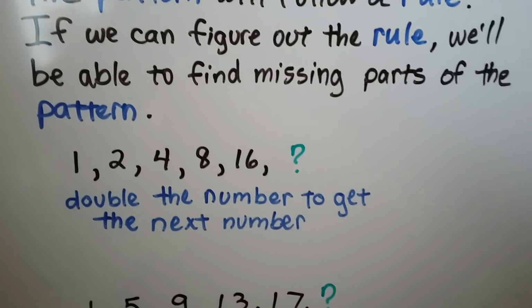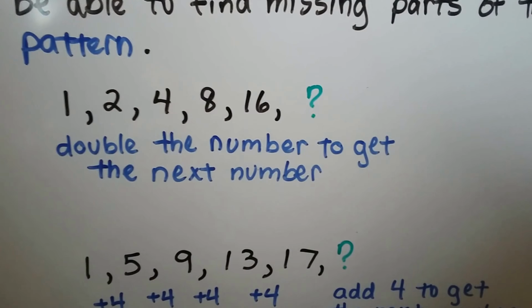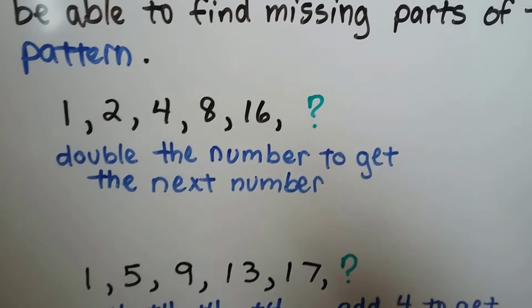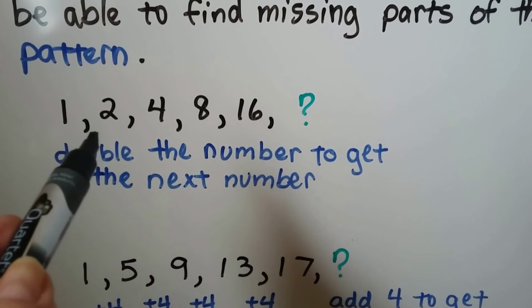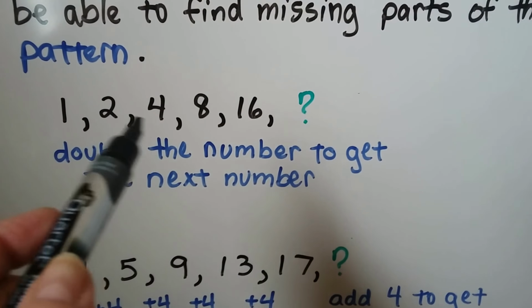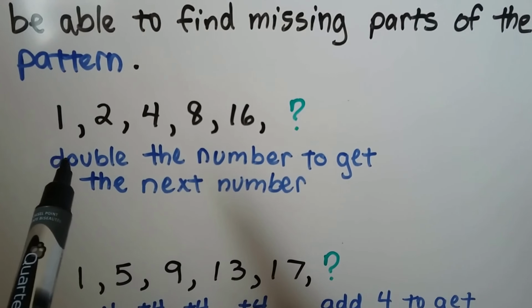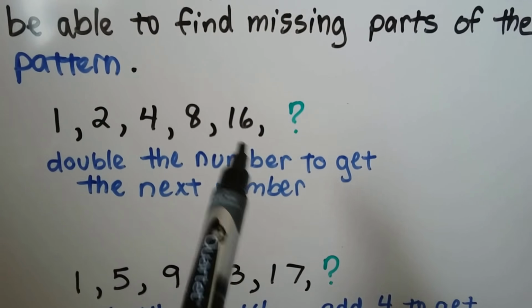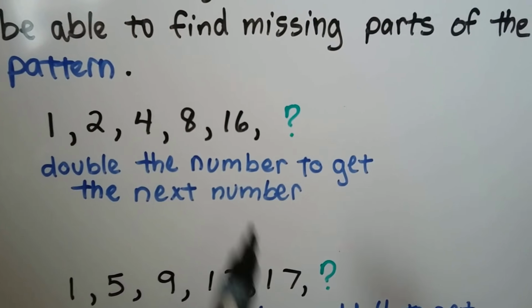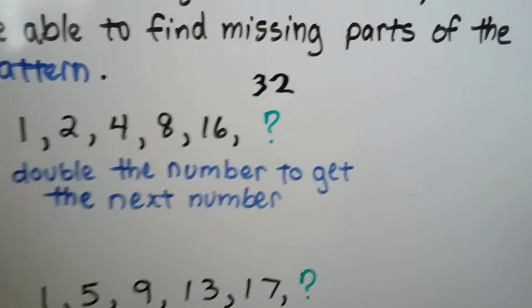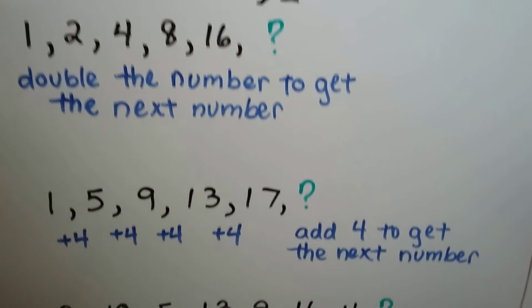So if you look at these numbers here, you can compare the first number, 1, to the second number, 2, and figure out what the difference is, and then compare 2 to 4, figure out the difference, 4 to 8, and we can see what's happening is it's going times 2. So we know the next number in the pattern would be 16 times 2, or 32. We just figured out the rule.